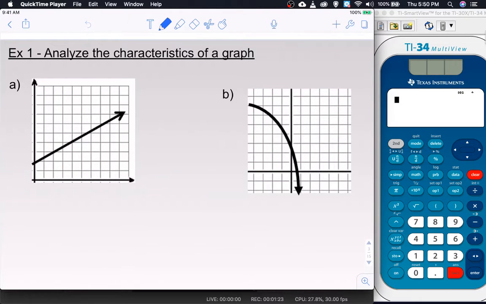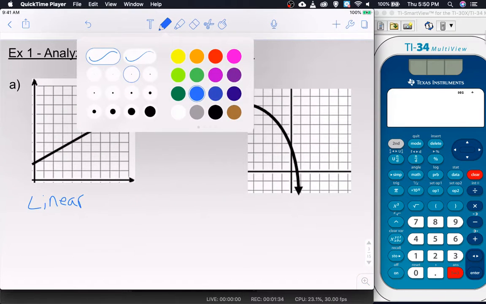Sorry about that. So this is linear. Let me mute this one more time. There we go. Now we should be in business.